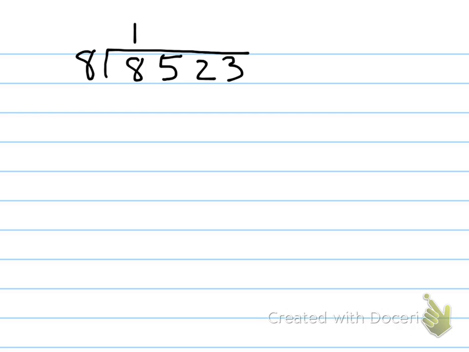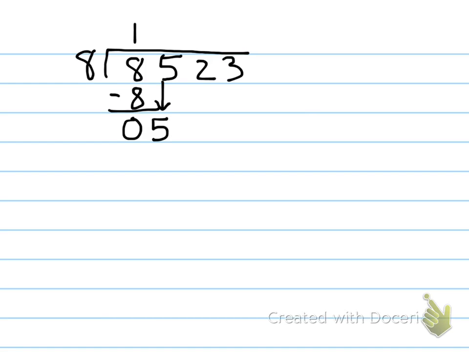One with a remainder. So let's say you have the problem 8,523 divided by 8. Don't be nervous just because it's a big dividend. We're just going to go one place value at a time, remember? Okay, so 8 divided by 8 would be 1. 1 times 8 is 8. Subtract and you have 0. Bring the next place value down.